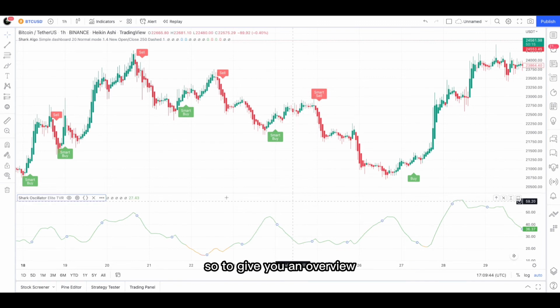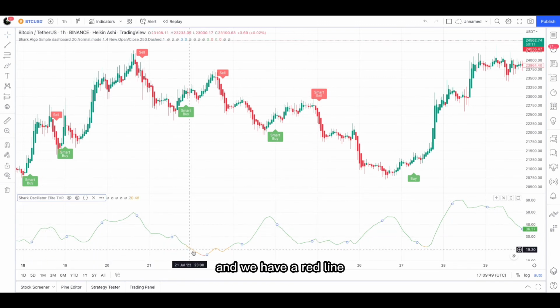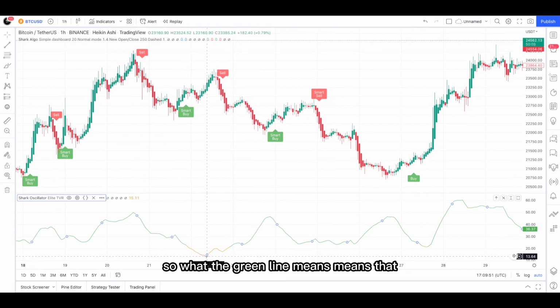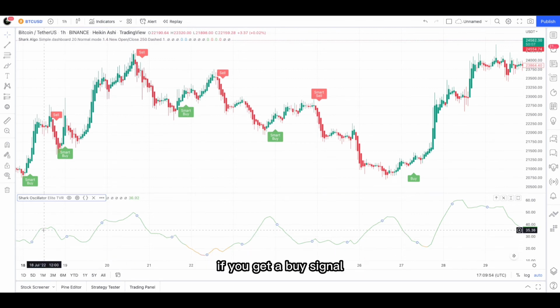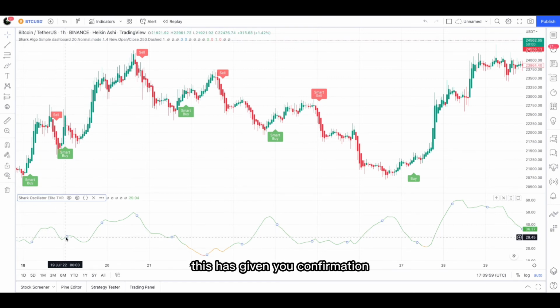To give you an overview, as you can see here, you have a green line, a yellow line, and a red line. What the green line means is that if you get a buy signal or a sell signal in this range, especially if it's a smart buy, and you see that it's green, this is giving you confirmation that this is a good trade and that it is trending well here.